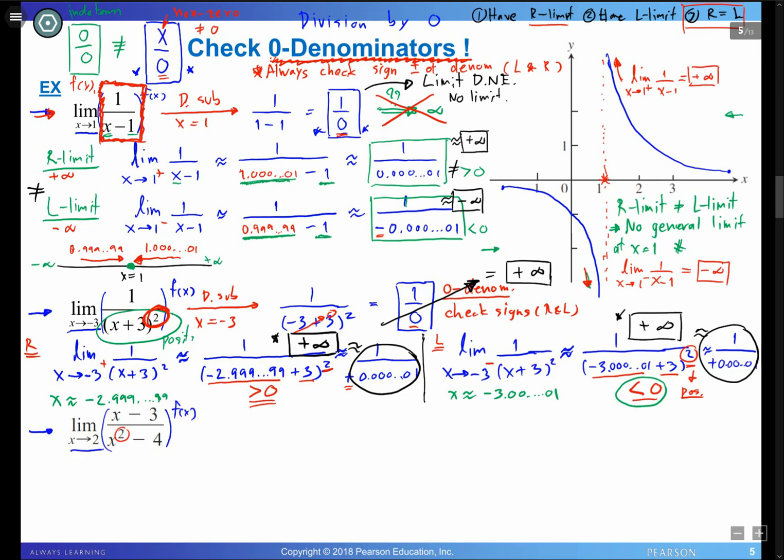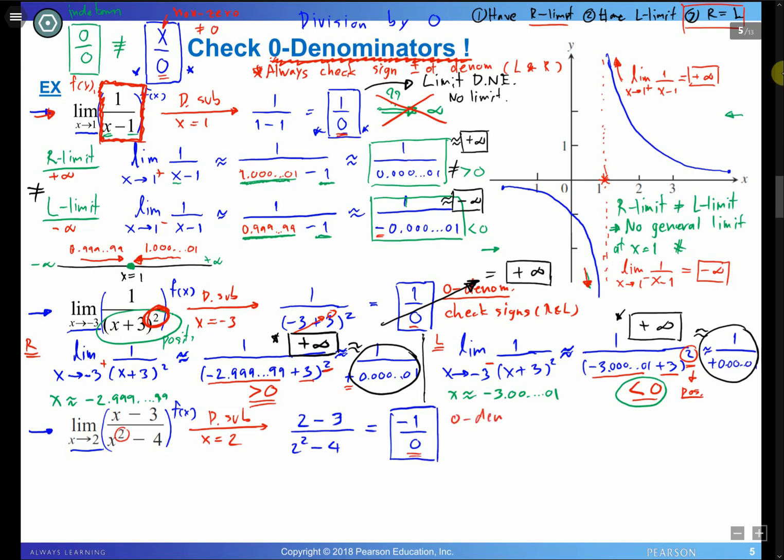Once again, we try direct substitution as our first step, because it may work. For this, x is going to be equal to 2 exactly. Now 2 goes in: 2 minus 3 divided by 2 squared minus 4. So we have minus 1 divided by 0. Okay, we have this form again: a non-zero value divided by 0. Definitely, this is a zero denominator.